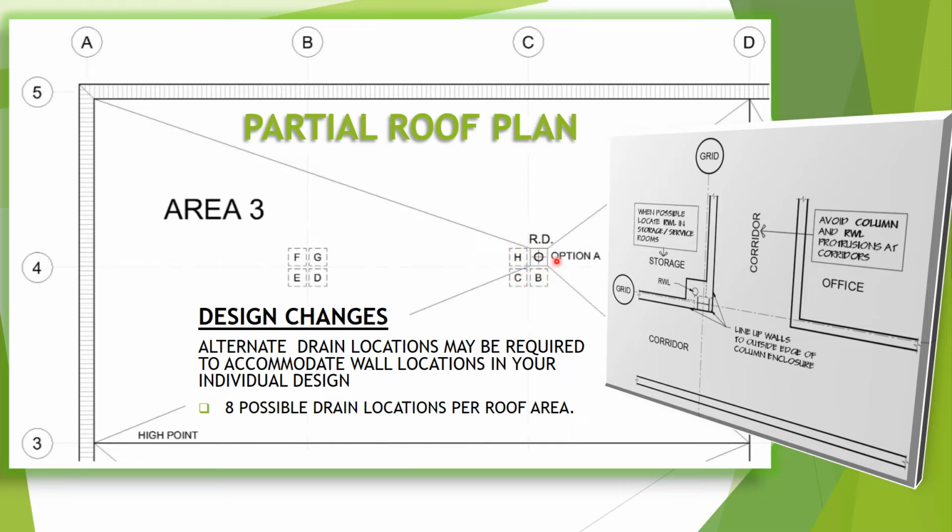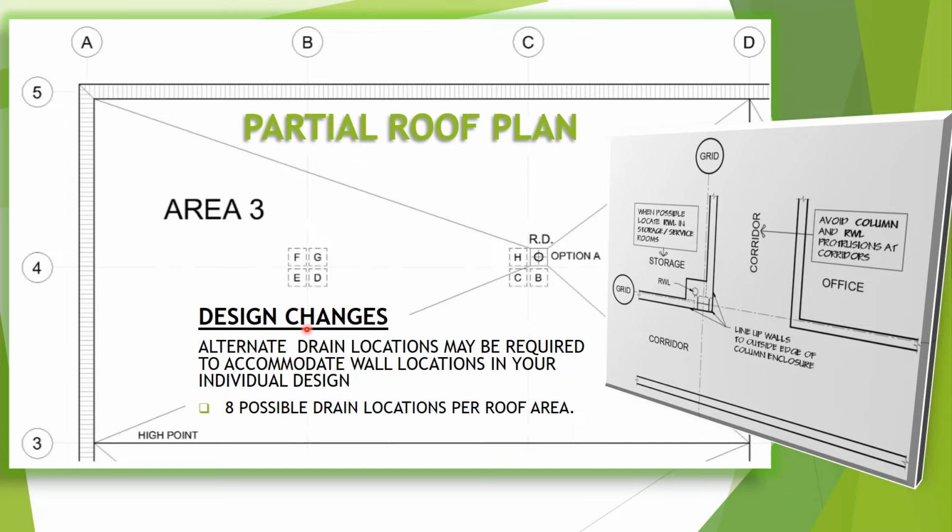So we can put our roof drains in this area, or we can move it down here for this area 3. We can move it down here and we can have the roof drains located down here. So we have 8 possible locations to locate our roof drain, and therefore dictating where the rainwater leader is going to be down below for when you go to locate your architectural walls. Okay, so those are some of the design changes that are going to happen.